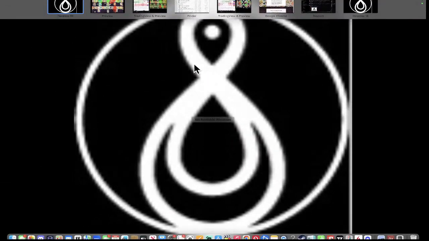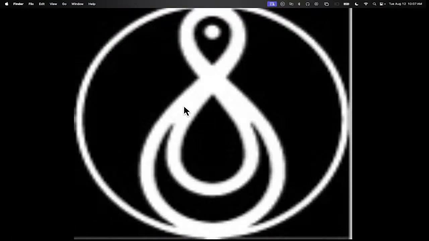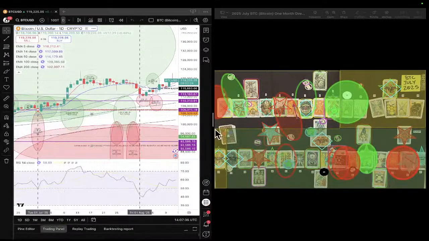Let's take a quick look at July's reading, see how we did, and then we'll give you the best trades that we see throughout the month of August. All right, so we had a lowest low right here at the very beginning of the month, and then we had possibilities of lowest lows again towards the end of the month.